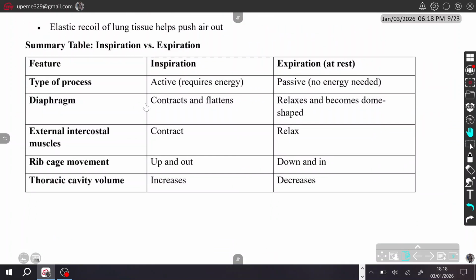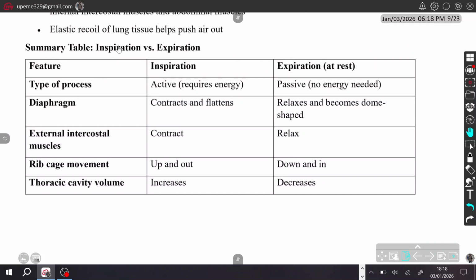Now, a summary. In summary, we are comparing inspiration versus expiration. For the feature type of process, inspiration is active. Expiration, at rest, is passive, no energy needed. For the diaphragm, in inspiration it contracts and flattens. In expiration, it relaxes and becomes dome-shaped.